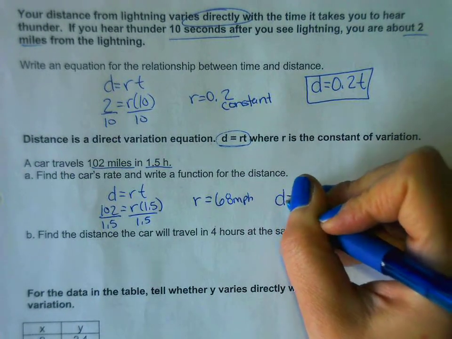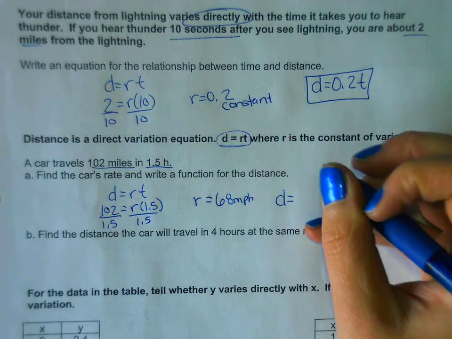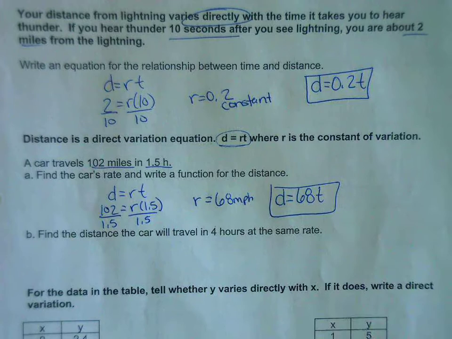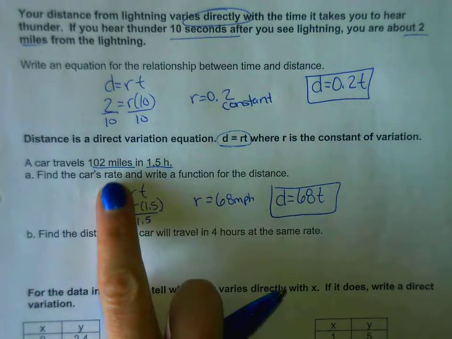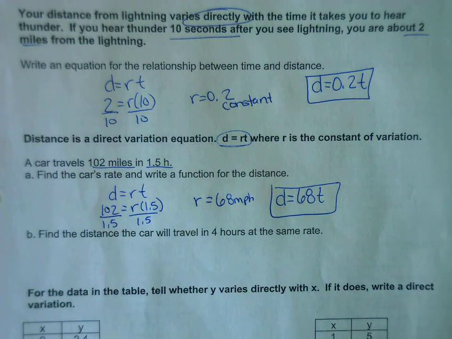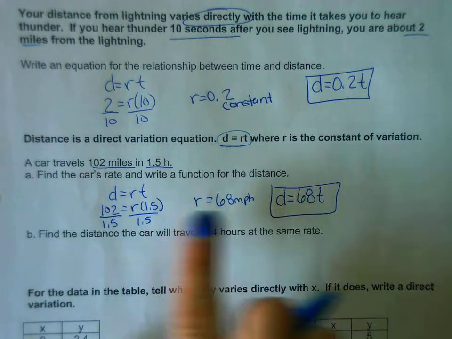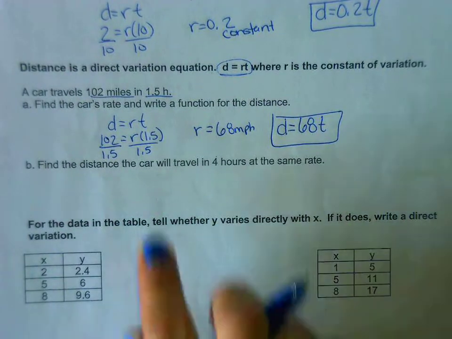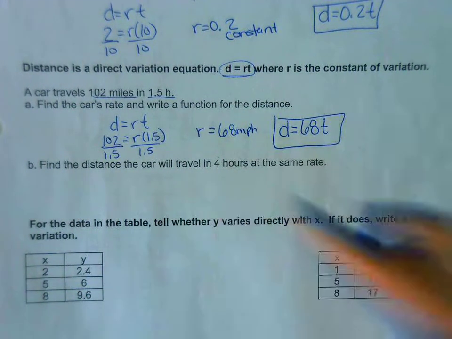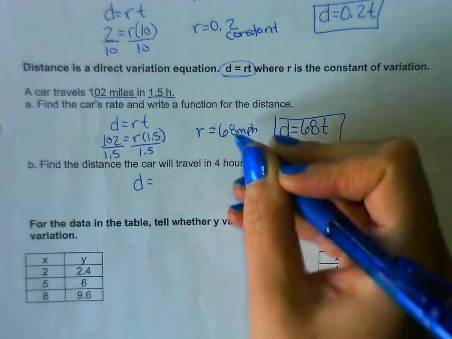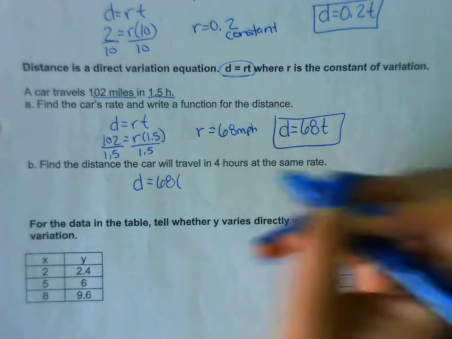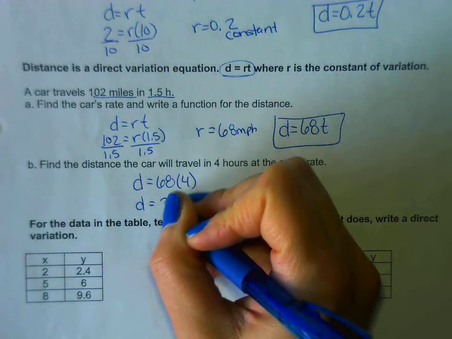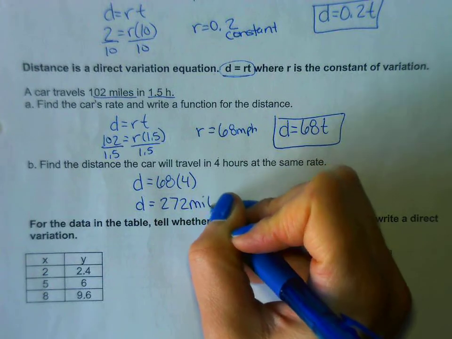So in using the distance formula, distance equals rate times time, if I take 68 and multiply it by my time, I will be able to find how many miles the car has gone. Remember, in this case our time is in hours. So I want to find the distance the car traveled in 4 hours. I don't know what my distance is. My rate is 68, and I'm traveling 4 hours. So 68 times 4 means that I have traveled 272 miles.